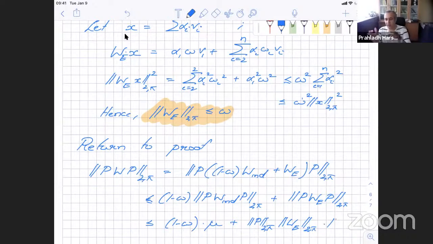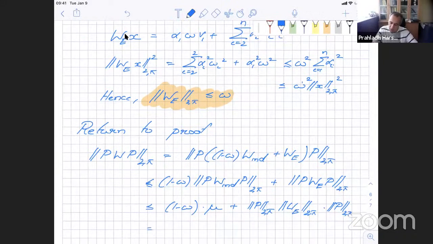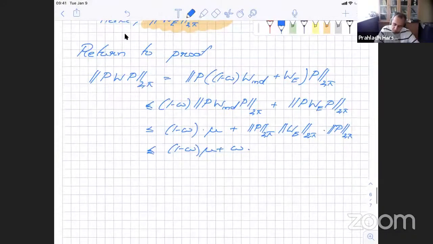It's at most this quantity, since each of them can only scale it down by so much. P is at most 1. The norm of P is 1. The norm of WE is omega. Therefore, this quantity is less than or equal to 1 minus omega mu plus omega, which is exactly what we wanted. Hence, PWP 2 pi is less than or equal to 1 minus omega mu plus mu. An equivalent way of writing this is mu plus omega times 1 minus mu.